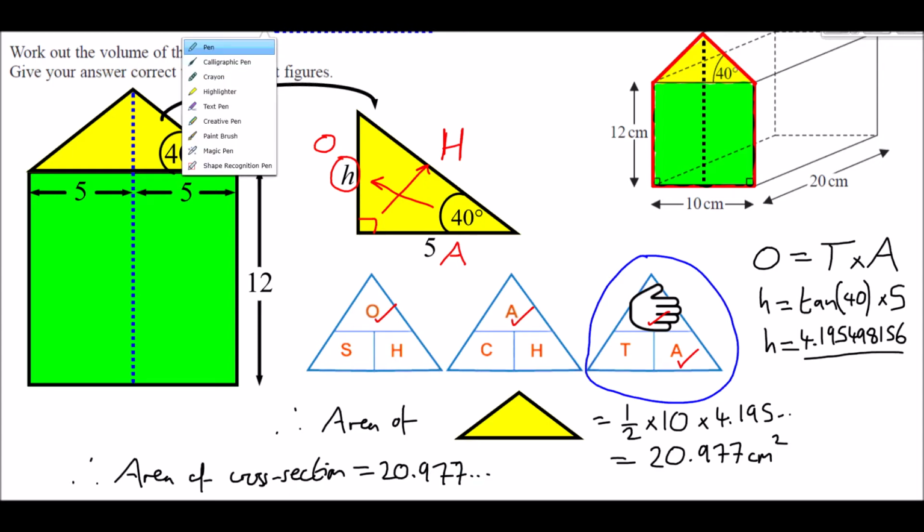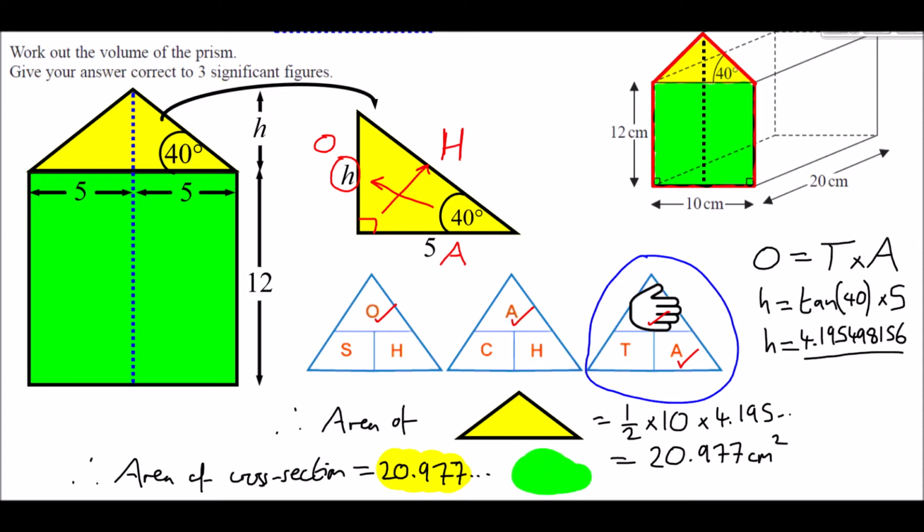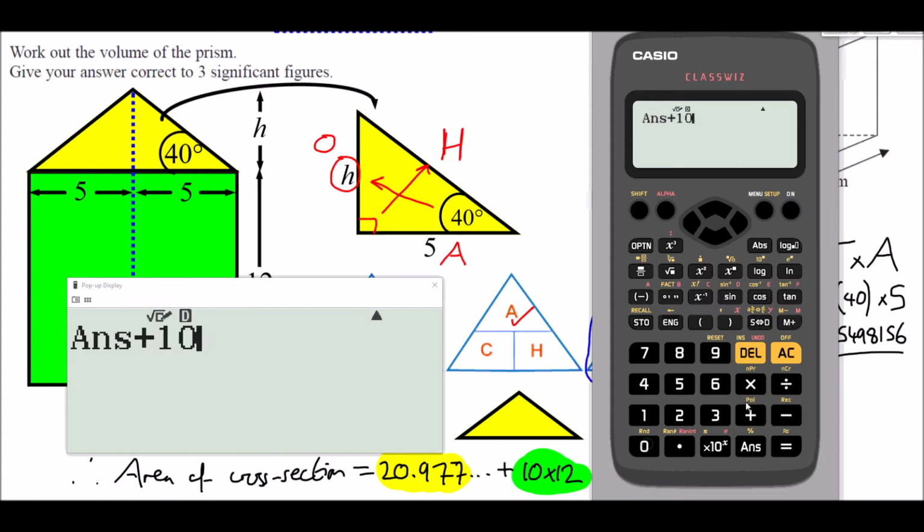Plus, as well, we need to work out the area of this bit here of the rectangle, which is going to be fairly easy because it's just length times width. So this rectangle is 10 long, 12 high, so we're going to add on 10 times 12. So plus 10 times 12 gives us 140.977.